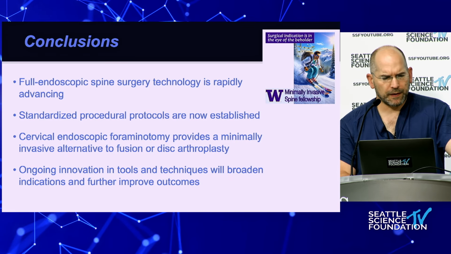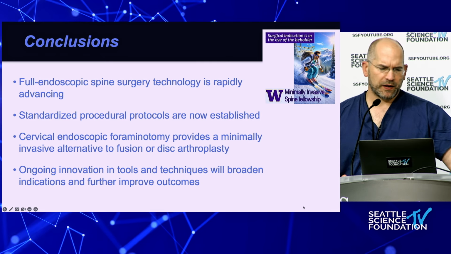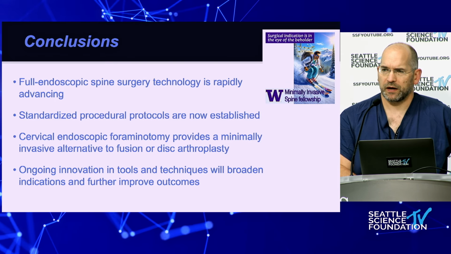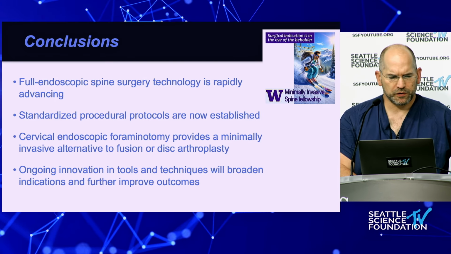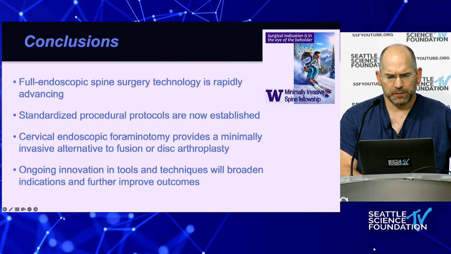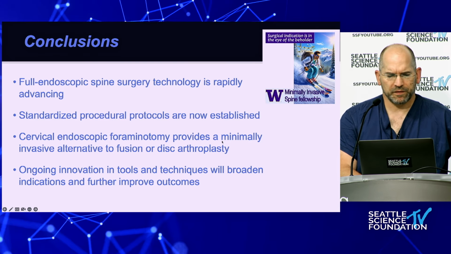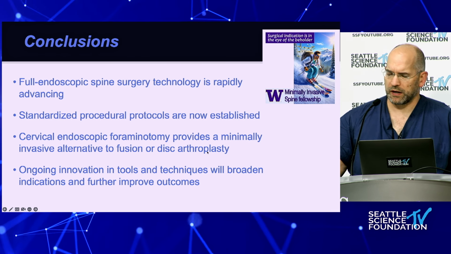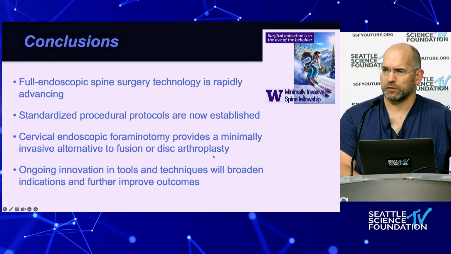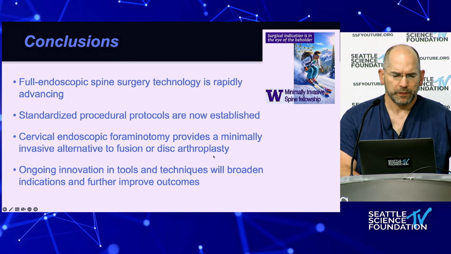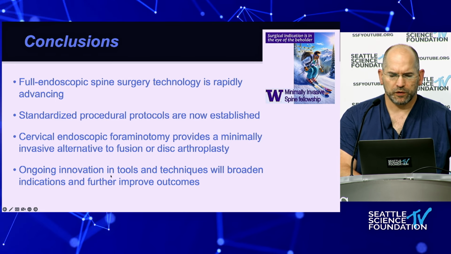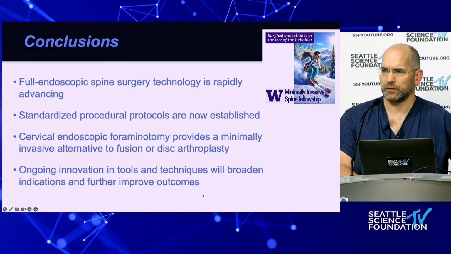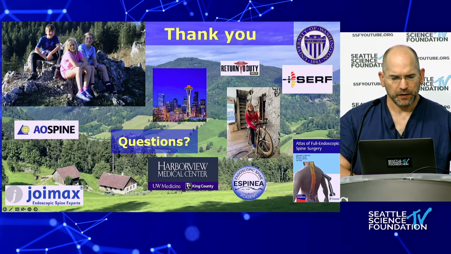Brings us to the conclusions. As we have seen also with Patrick's talk, the technology is rapidly advancing, endoscopes are getting better. The procedures are now standardized, and we constantly add new technologies to it. Cervical foraminotomy is a very good minimally invasive alternative to fusions and disc arthroplasty, in particular with patients with unilateral symptoms. And I think every spine surgeon should have it in their armamentarium. And there's ongoing innovation for tools and techniques that will broaden our indications. And I have a couple cases afterwards in the afternoon that I'll present then. So with that, thank you so much.